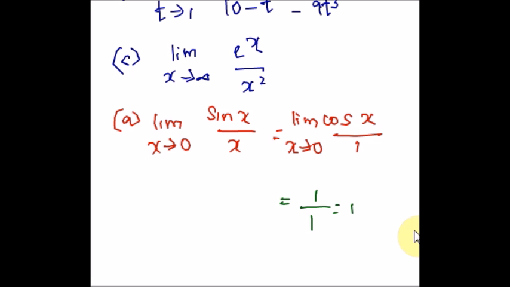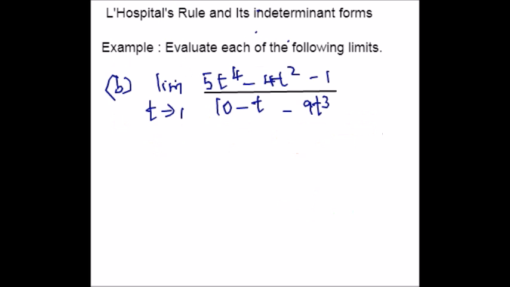Okay, let's do the B part. Please look at this part. 5t raised to 4 minus 4t square minus 1. If you apply the limit, you will get 5 minus 4 minus 1. So that will make 0. So even if you apply the limit in the denominator, you will get 10 minus 1 minus 9, which will also be equal to 0. So in this case, we also have a 0 over 0 indeterminate form.